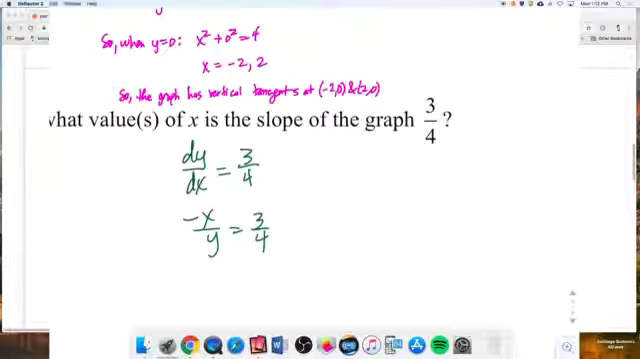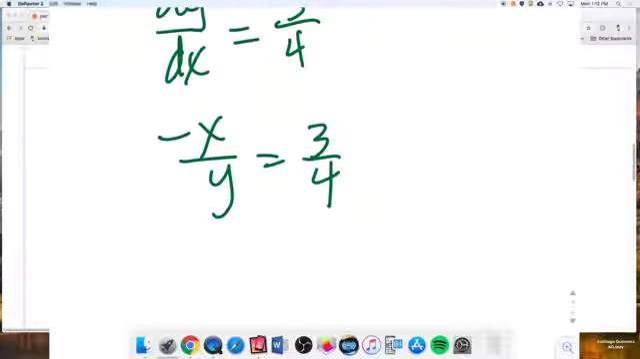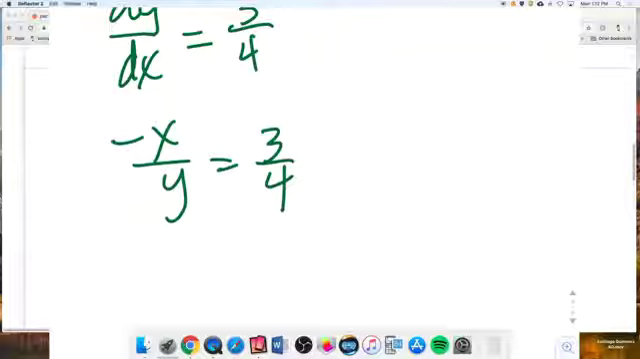Now, can you just say that x is equal to 3 and y is equal to 4? Can you just do that? No, because you can have different things that would simplify to 3/4 that aren't 3/4. Like, for instance, it could be -6/8. -6/8 simplifies to 3/4, doesn't it? But x is not 3 and y is not 4. So you can't just associate it straight across.